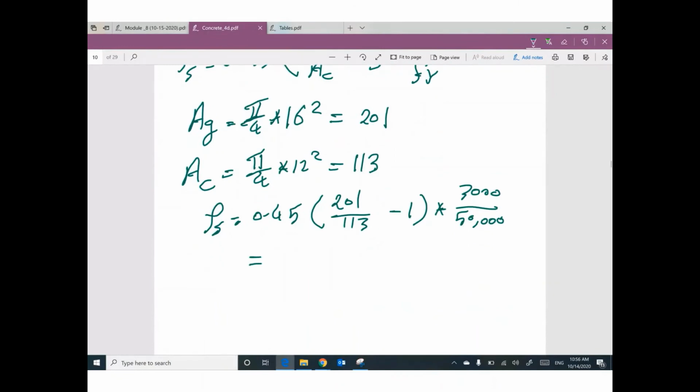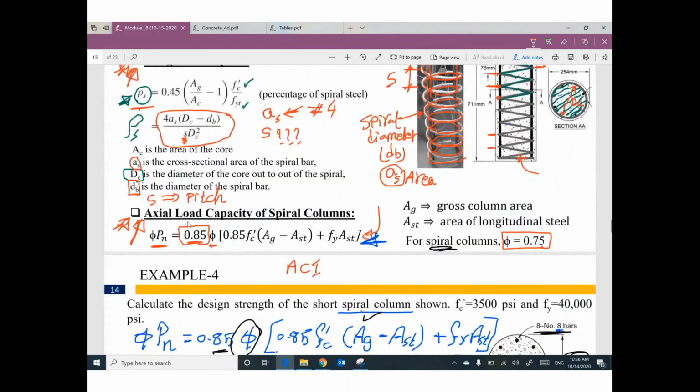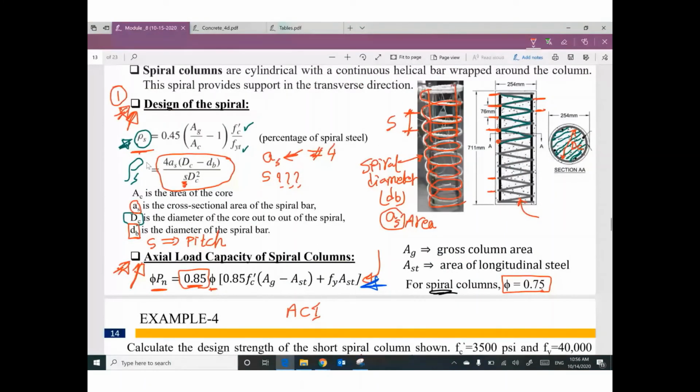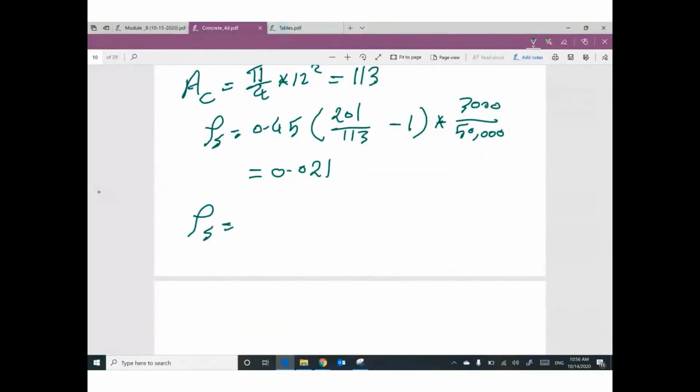Your answer will be 0.021. Second equation: rho S equals 4 AS (DC minus DB) divided by S DC squared. That's right.